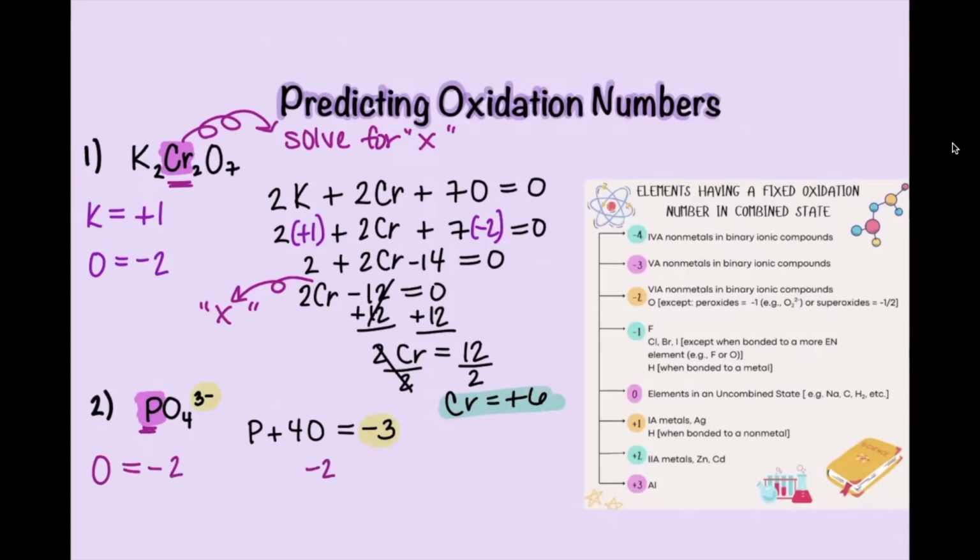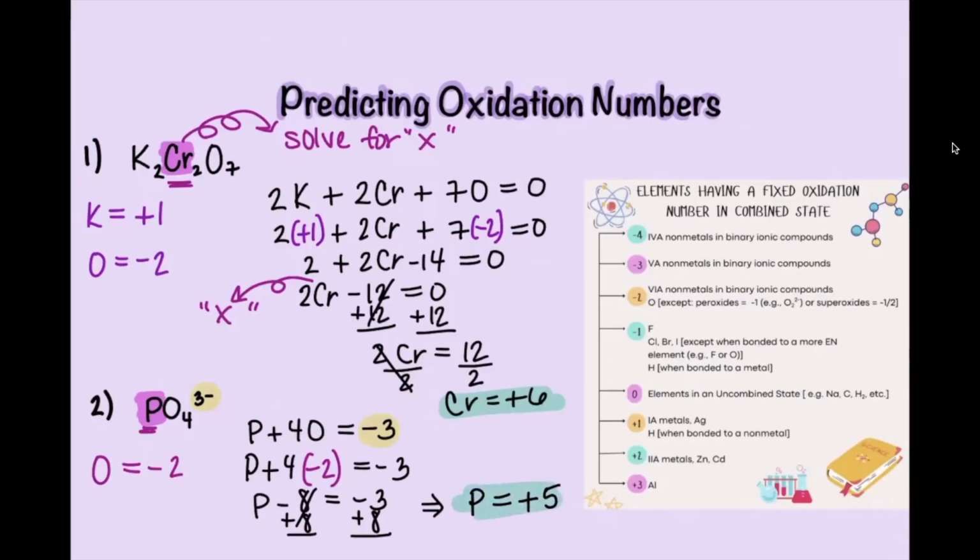And we know that oxygen will always be -2, so we're going to plug in -2 for O. 4 times -2 is -8. So now the formula reads P minus 8 equals -3. Add 8 to both sides to cancel out the 8 on the left, and we end up getting 8 minus 3, which is a +5. Phosphorus has a +5 charge.